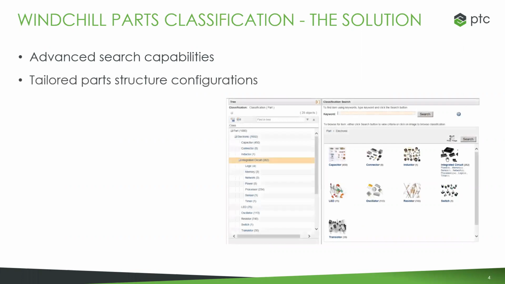Now within this Classification Explorer, you're able to tailor these part structure configurations. If you take this picture on the right, for example, in your browser, you can choose between electronic and mechanical components.